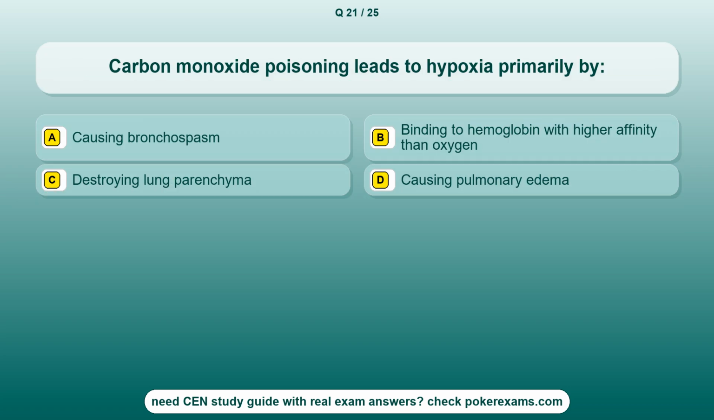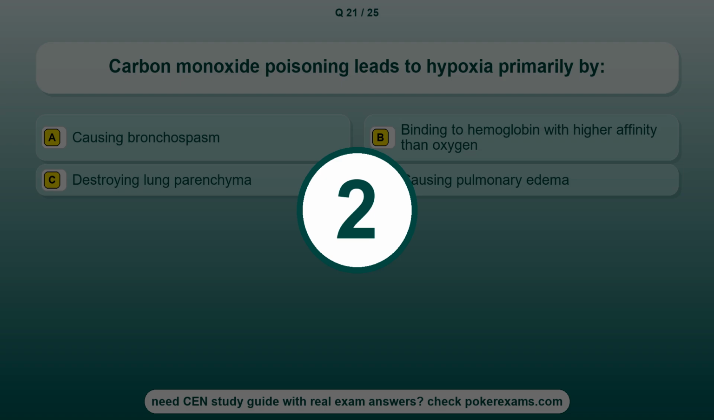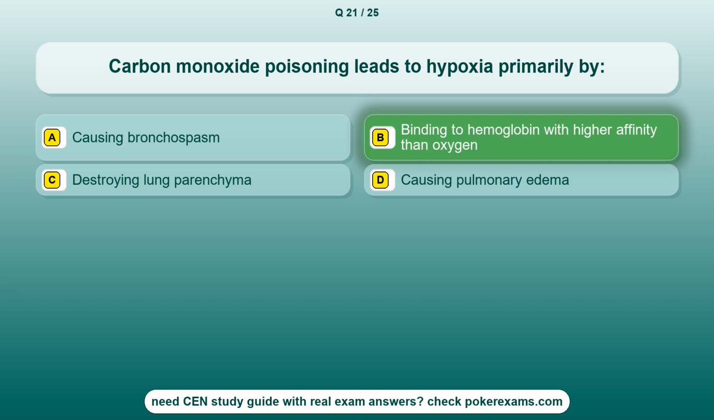Question 21. Carbon monoxide poisoning leads to hypoxia primarily by option A, causing bronchospasm. Option B, binding to hemoglobin with higher affinity than oxygen. Option C, destroying lung parenchyma. Option D, causing pulmonary edema. The correct answer is option B, binding to hemoglobin with higher affinity than oxygen.